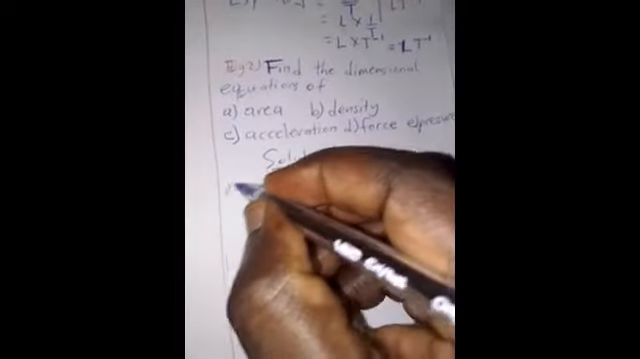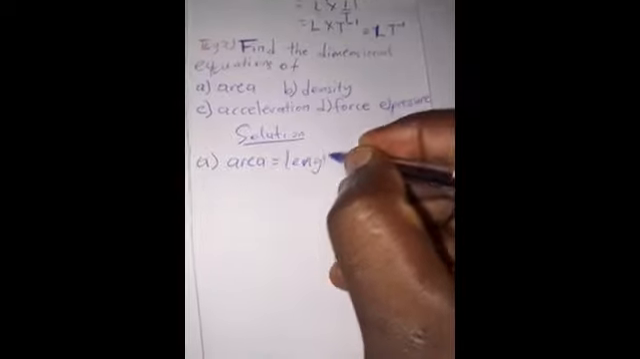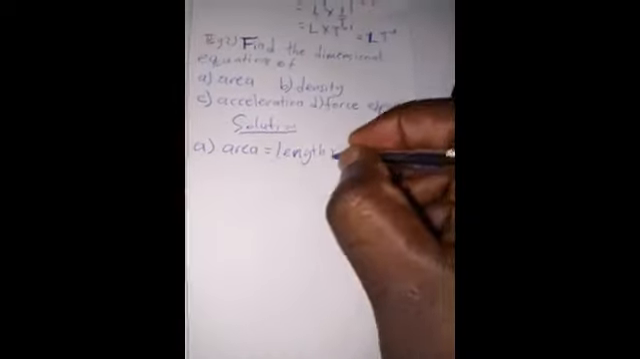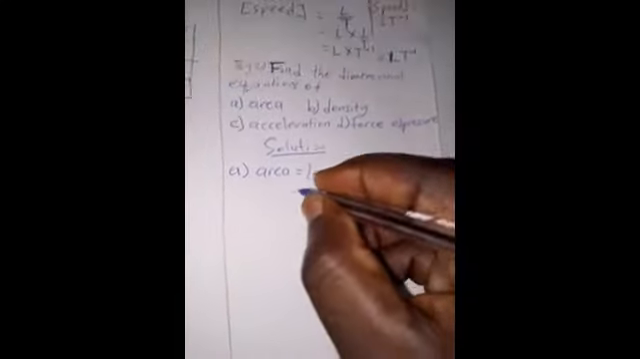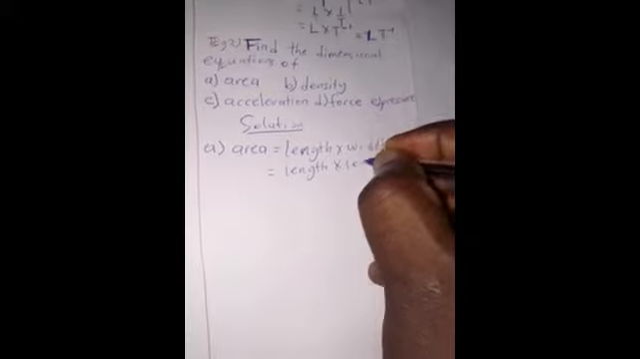Now for this, we are tackling A, which is area. Area is given by length times the width. You have to first know the formula. Now, for length and width, both of them are distances, so they can be considered to be just length times length, because in physical quantities we don't have width in it. We have length. That's why I'm replacing the width with length.